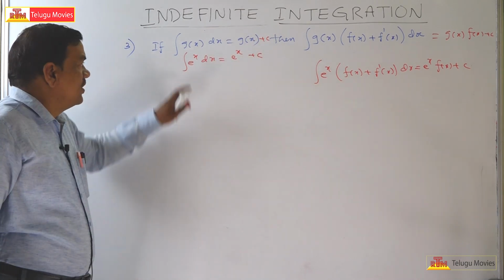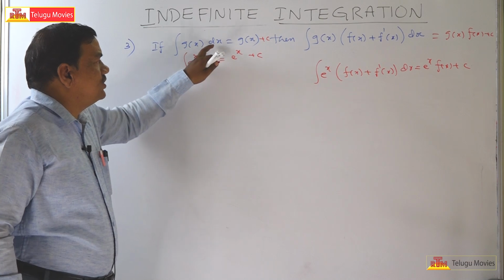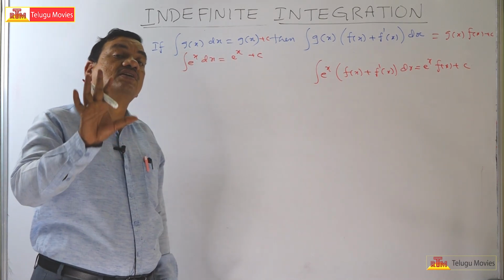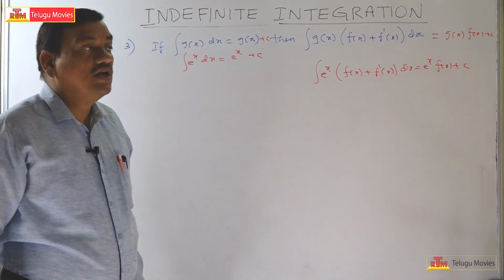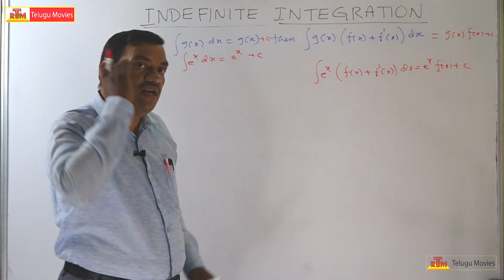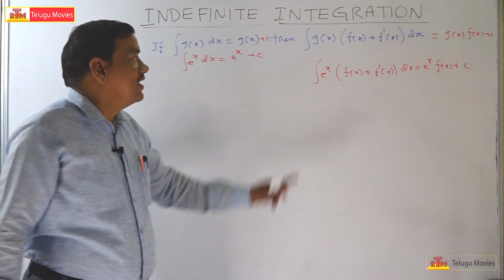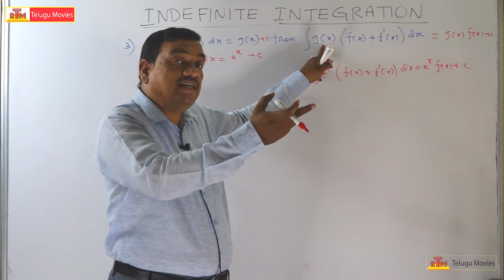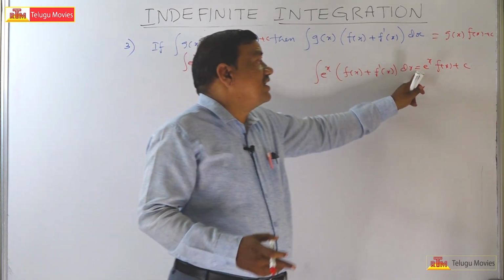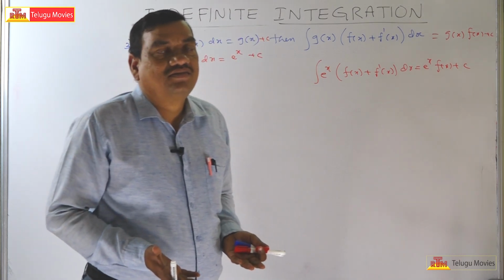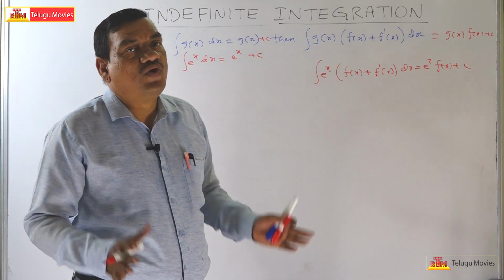See here, integral of g of x dx is equal to g of x means what? It is one and only one function, that is e power x. Then immediately you have to get the idea that g of x is equal to e power x. So, if you substitute e power x here, what will be your answer? E power x into f of x. Therefore, e power x is g of x. That's all, the answer is over.